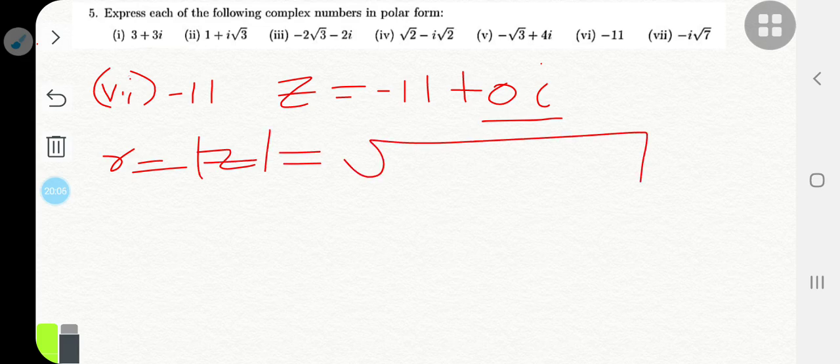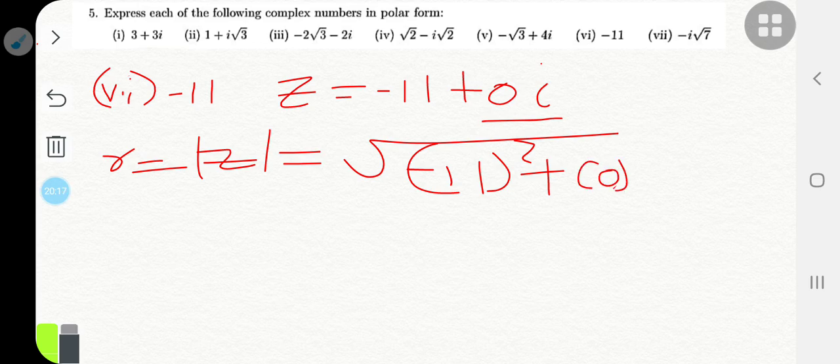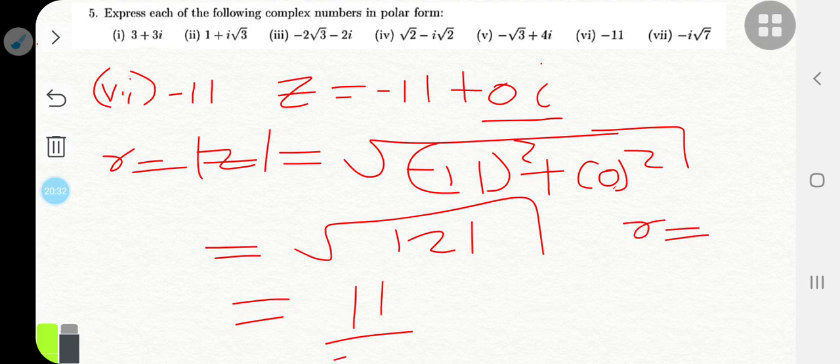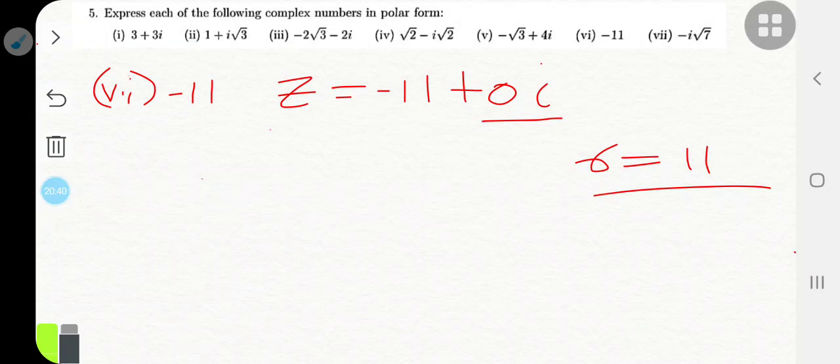So then let me find my r. We know our r is just equal to the magnitude of z, and we know how to find this. I'll just square my 11 and also my 0 there. Then I'll say the square root of 121, which is just 11. So my r is just equal to 11.